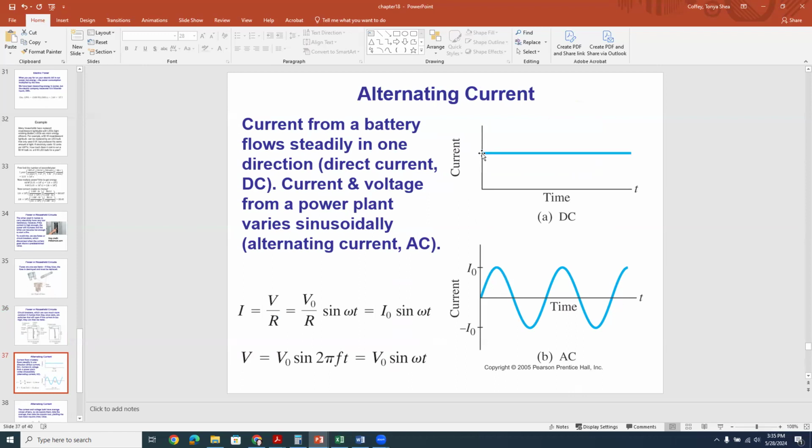So for a battery, you'd have a nice constant current, a constant voltage, so it's just a nice straight line, and that's DC or direct current. But for alternating current, you'd see this sinusoidal variation in both the current and the voltage. So that's actually what's coming out of the wall sockets in your home, is this oscillating voltage source, okay? And mathematically, that might look like this with a sinusoidal function dependence, okay?